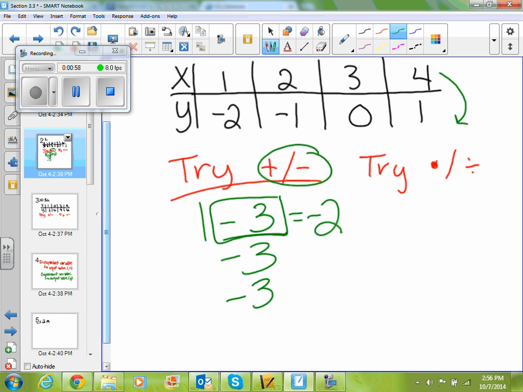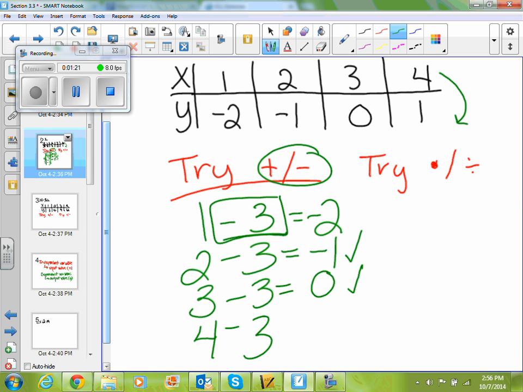So I'm going to repeat that all the way down. Okay, so then I start with my next x value, which is 2. What is 2 minus 3? -1, which is what we wanted. Okay, so that's good. Then I do the same thing for my next x value of 3. 3 minus 3 is 0, which is what we wanted, so we're good. And then 4 minus 3 is 1, which is what we wanted, so we're good. So that's the rule, -3.